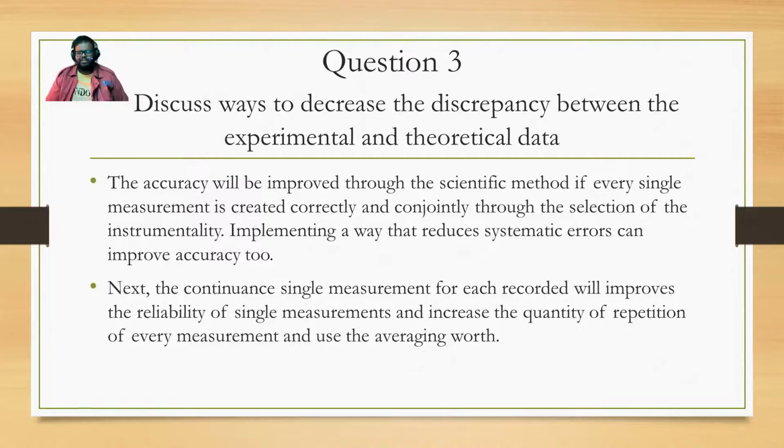Next, for question 3, discuss ways to decrease the discrepancies between the experimental and theoretical data. The accuracy can be improved through scientific methods if every single measurement is made correctly, and also through the selection of instrumentation. Implementing a way that reduces systematic error across the system can improve accuracy as well.